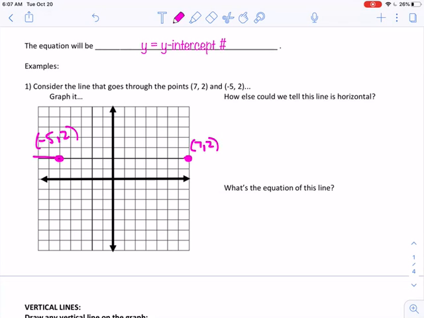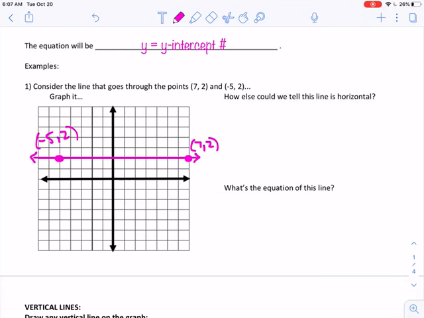Okay, if I were to connect those dots, obviously I'm going to be connecting them with a horizontal line going straight across. So this line is horizontal. We could see that graphically when we plotted the points. They were kind of even with each other, going straight across.